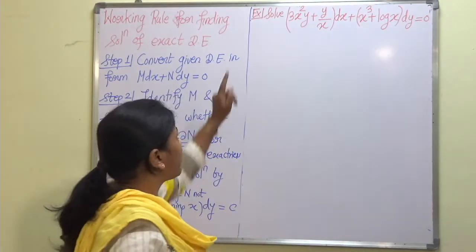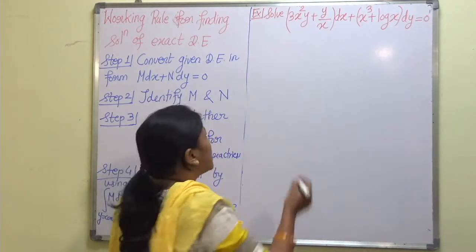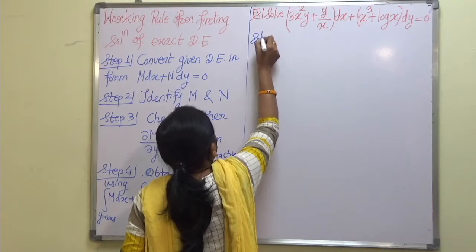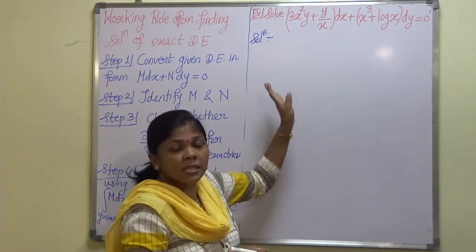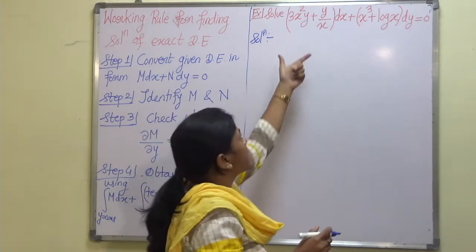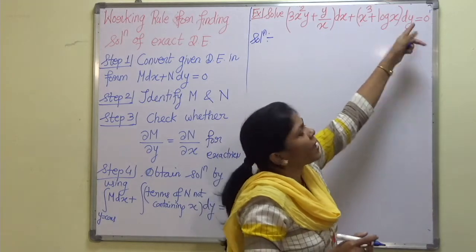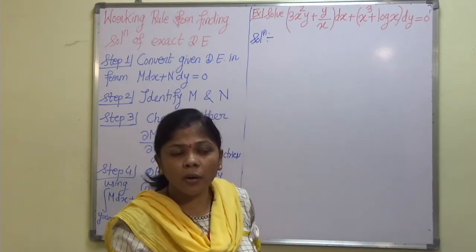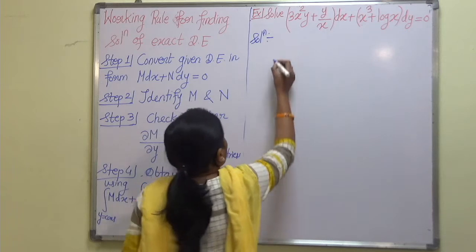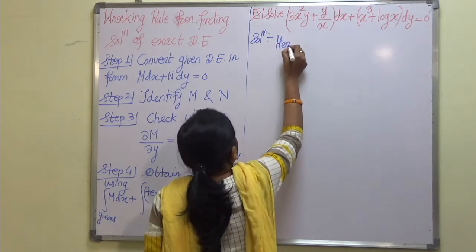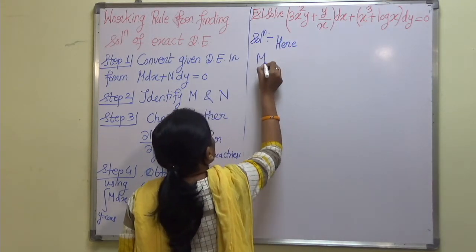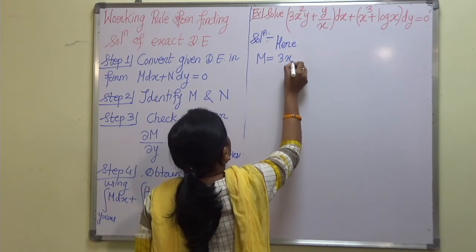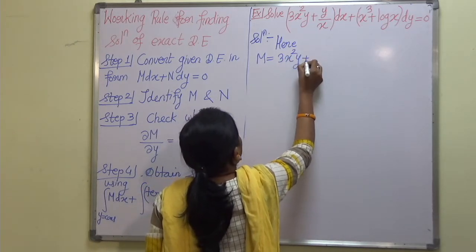So let us solve the first example of today's session. Let us go step by step. First is to check whether it is in the standard form or not. Yes, M dx plus N dy equal to 0. So step 1 is over. Identify M and N. Here M is equal to 3x square y plus y by x.